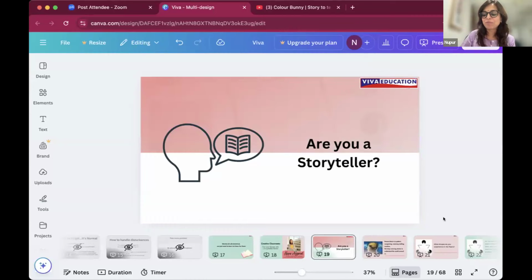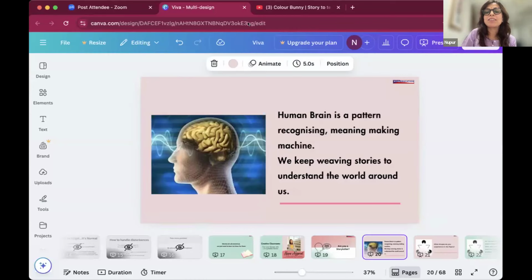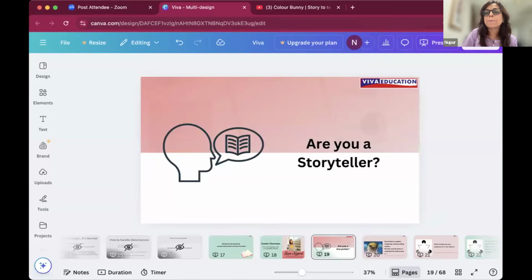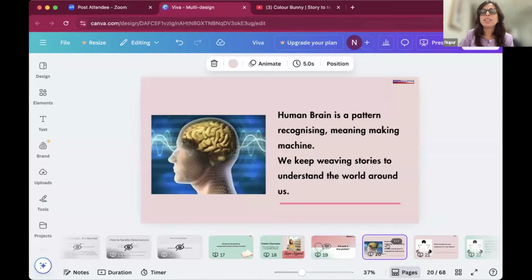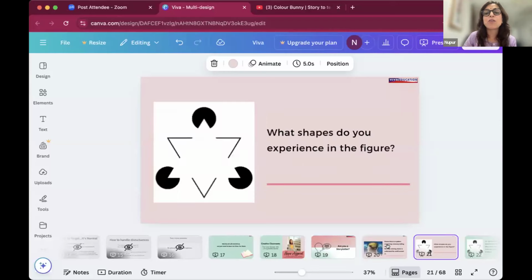Okay. And our human brain is a pattern recognizing, meaning making machine. We keep weaving stories to understand the world around us. When we look at something in our environment, we receive that information, we process it, we store it in our brain. And when it is time to recall that, we do it in the form of stories. We are constantly weaving stories to understand the world around us. And this will become clearer with the following puzzle.